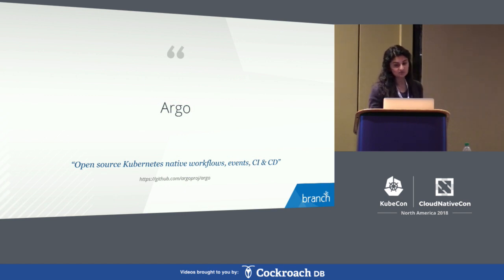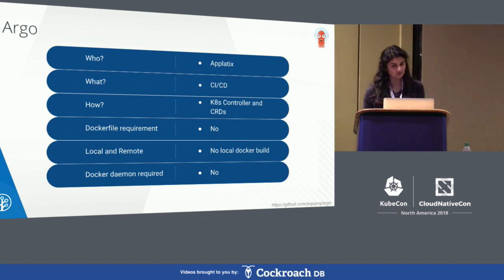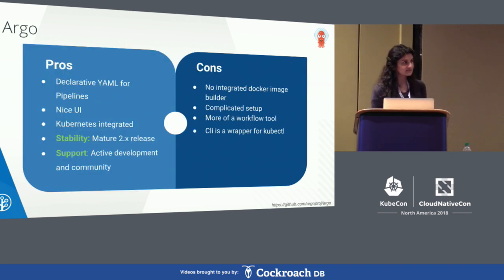Argo is actually a workflow tool, so it doesn't actually do any development or help with the actual deployment process. It's slightly different from the other tools, but it was created by the Applitix people. It's used in CI/CDs mainly, where you can use it to define workflows for your build pipeline. And it has a controller. You don't need Docker files because it's not building images for you. And you don't need the Docker daemon. It's declarative YAML, and it supports pipelines.